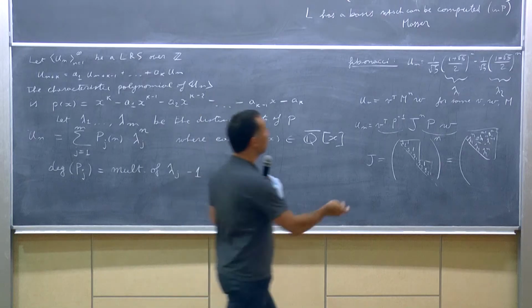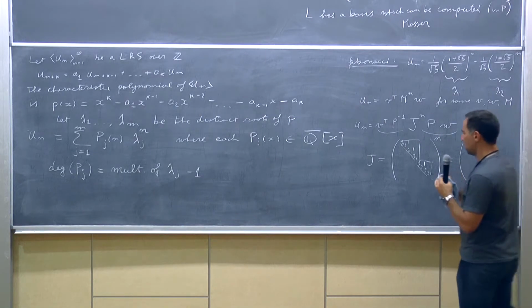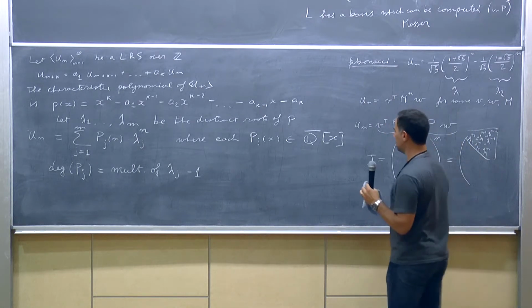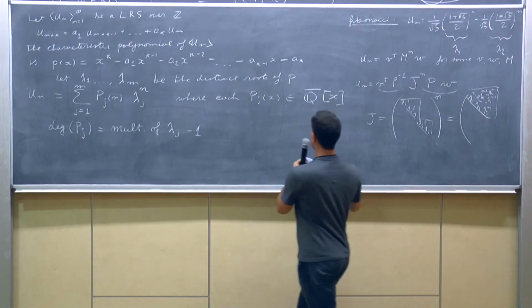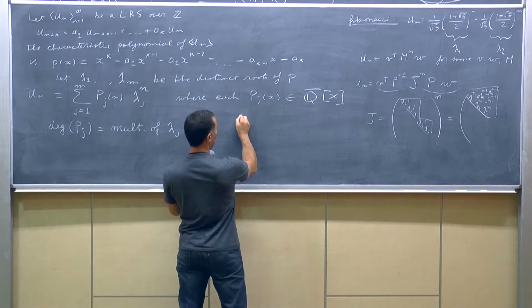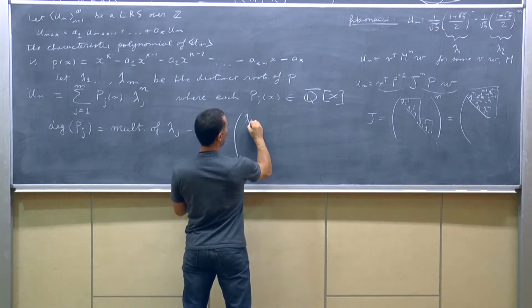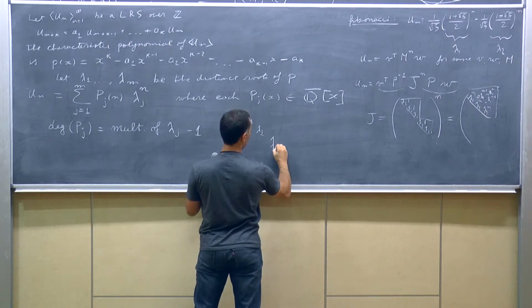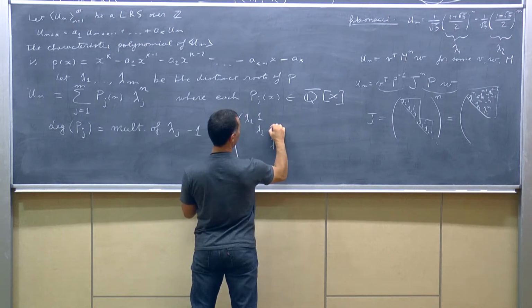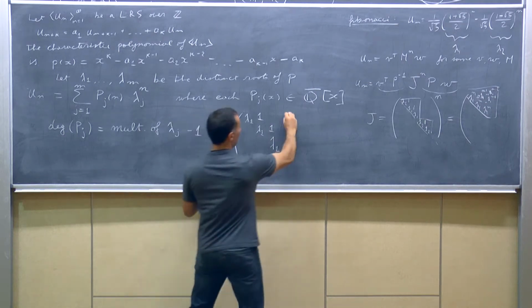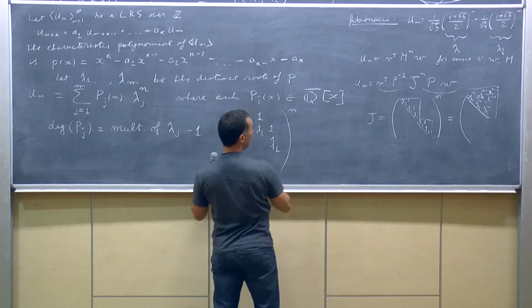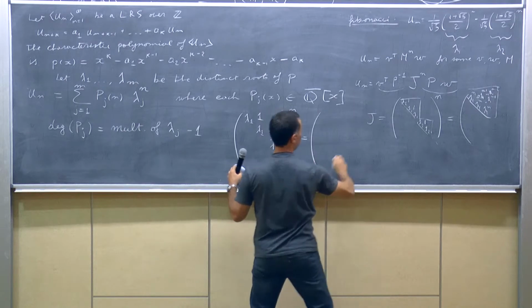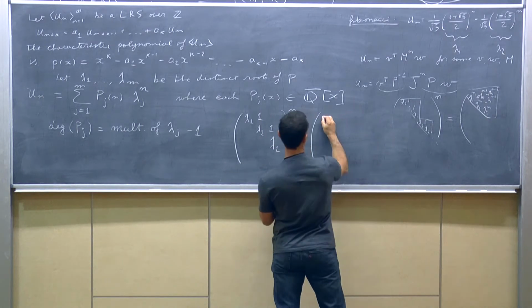The PJs, yeah. Let me just take a magnifying glass to this. So you had this block. Let's just look at one block: lambda 1, lambda 1, lambda 1, and I have a 1 here, and I have a 1 here. When I do this and I raise it to the n, I'm going to end up with the following.